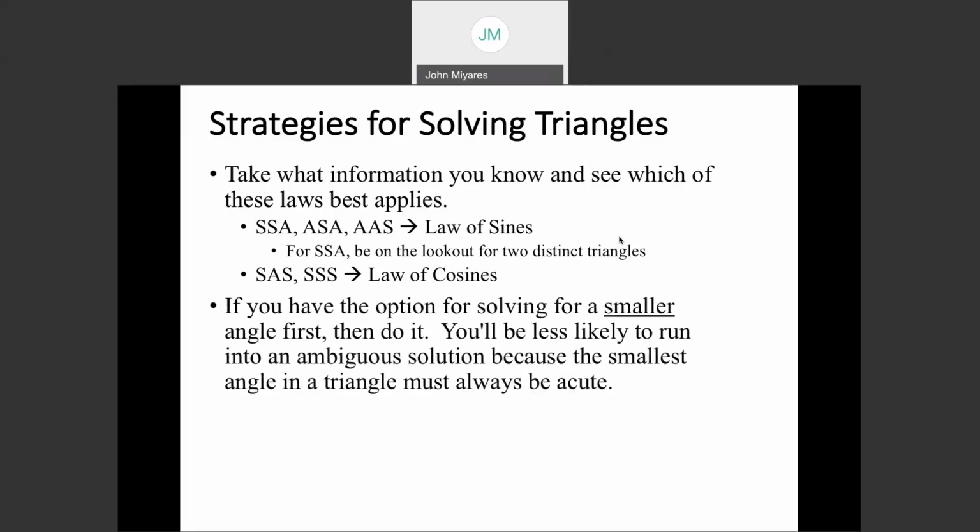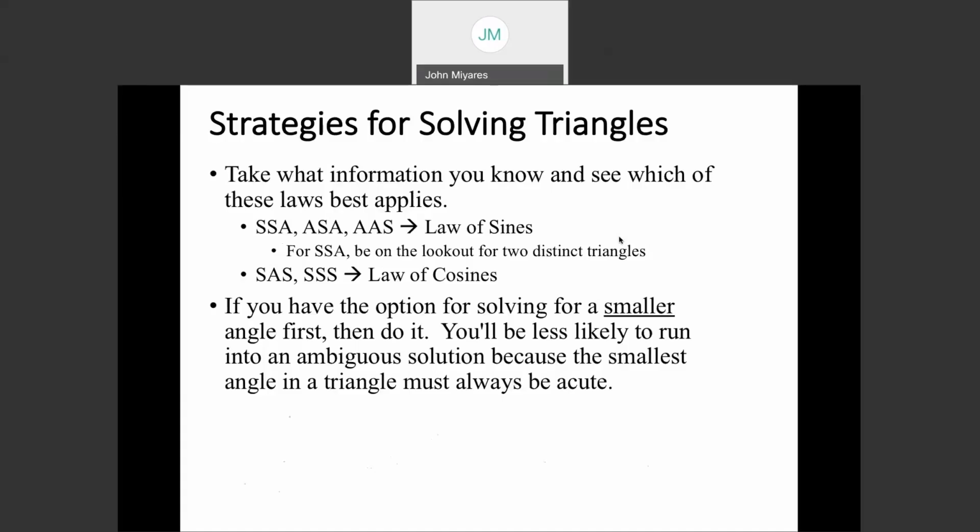Once you've decided what law you're going to use and you have to try to solve for the missing angle, always try working to find the smallest angle first. Why? Because the smallest angle in a triangle, which will always be across from the smallest side in a triangle, has to be acute.